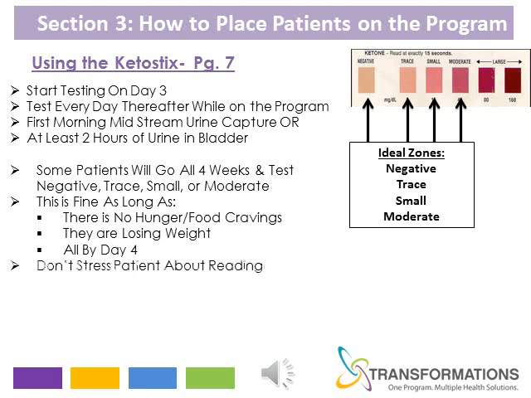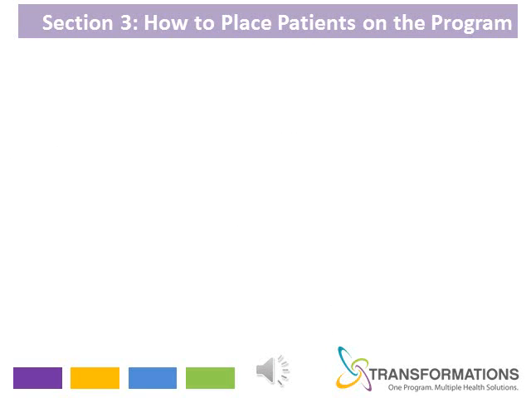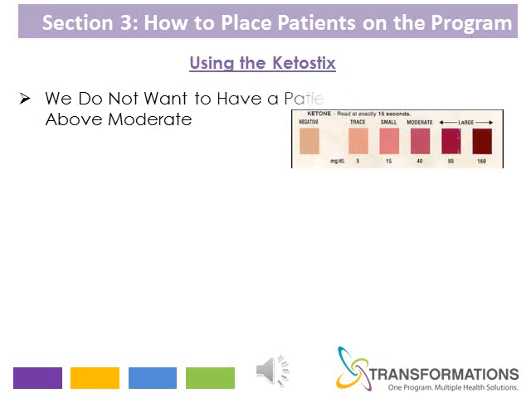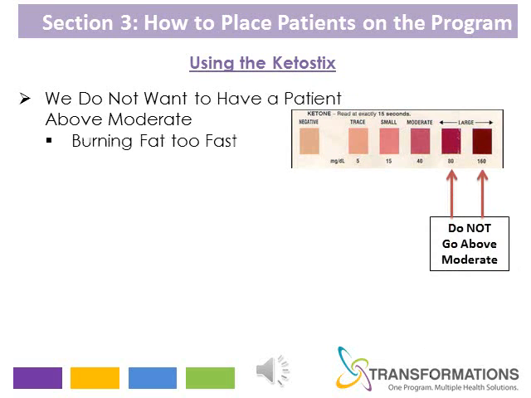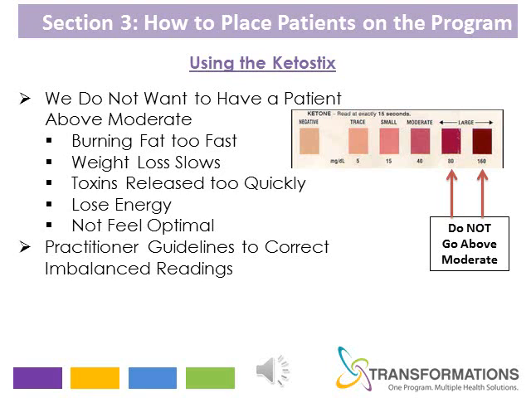We don't want to stress the patient on the stick reading and make them think they must be in the pink or ideal zones from the chart, when in reality the ketone will be produced in the body way before it will show up on the stick. They might be in dietary ketosis and the stick reads negative. We don't, however, want to have a patient above moderate. If your patient is burning fat at too fast of a pace, the weight loss could slow. Toxins could be released too quick for the body to clear, and your patient may lose some energy and not feel optimal. We have a practitioner guidelines document that will help you to correct imbalanced ketone readings.